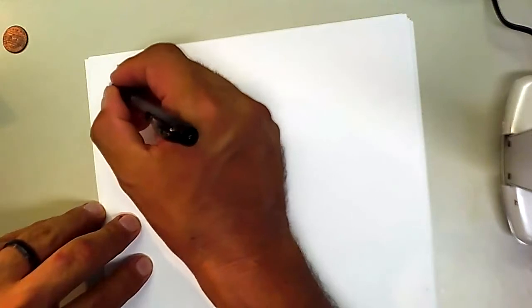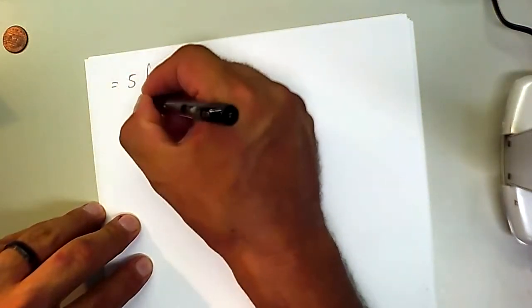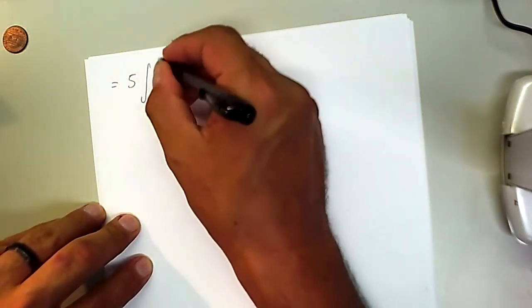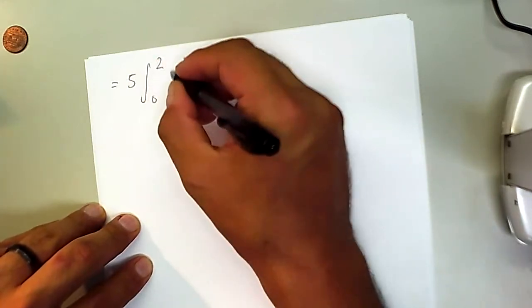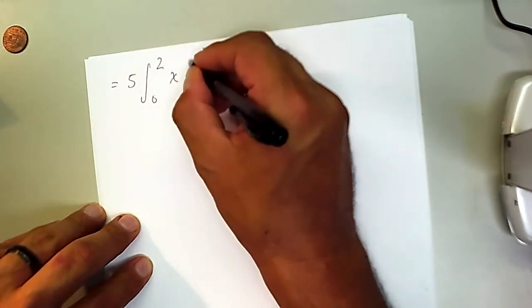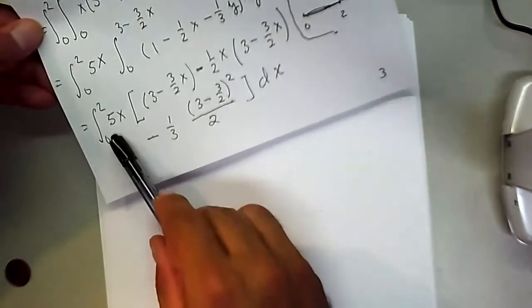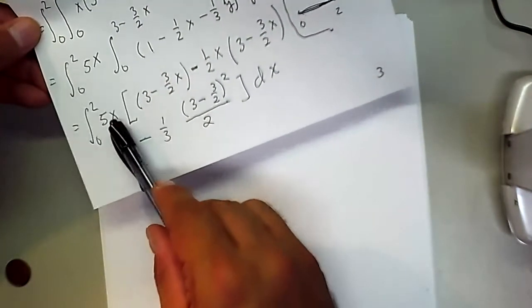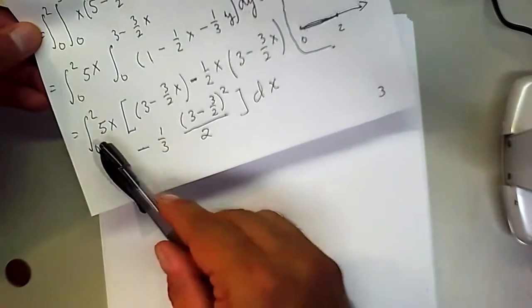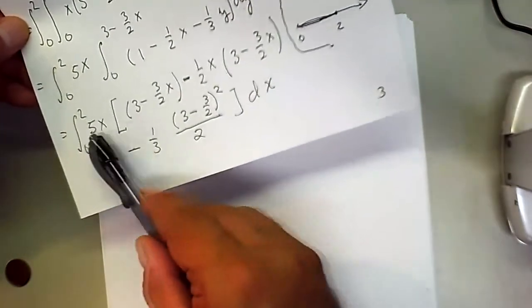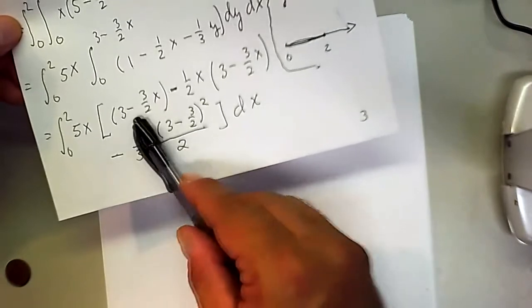Sometimes I keep track of my pages. So this is 5 integral from 0 to 2 of x. In the previous page, I said I was going to factor the 5. The x may not factor out. That is a sin, a big one. There is no coming back from that one.